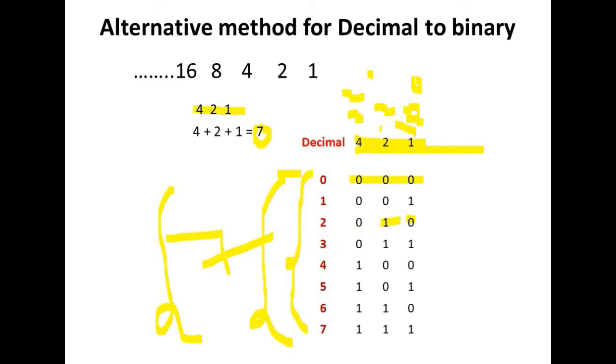For 3, 2 and 1 will be considered. 2 plus 1 equals 3, so the 2 position and the 1 position are given as 1. For 4 we require only the leftmost digit, that is why it has been given 1 and the rest are 0. For 5 we require 4 and 1, so these 2 digits will be 1 and this will be 0. For 6 we can get 6 using 4 and 2, so 4 plus 2 will be 6. And for 7, 4 plus 2 plus 1, all 3 digits will be required to write the binary equivalent of 7. So here 7 will be equal to 1, 1 and 1.